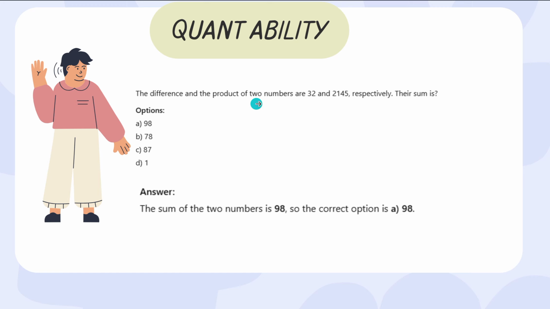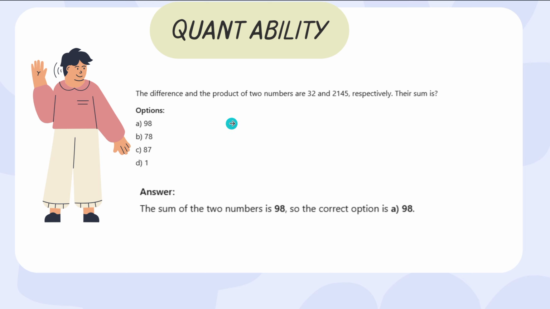Okay, the difference and product of two numbers are 32 and 2145 respectively. Their sum is? The difference and product are given. This is the difference, this is the product. Then what is their sum? The sum of the two numbers is 98, so the correct answer is 98.